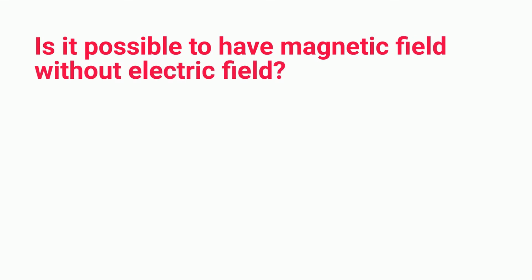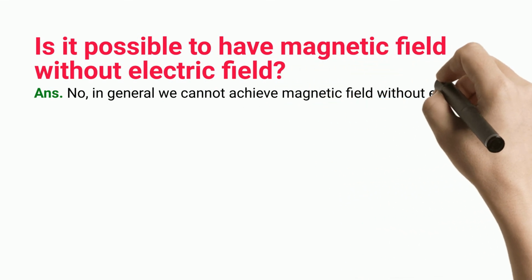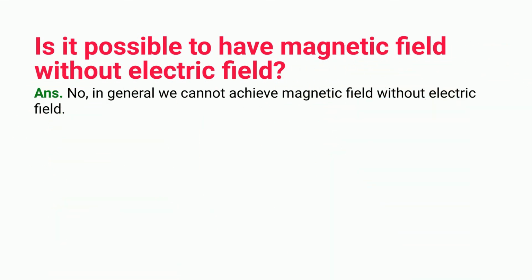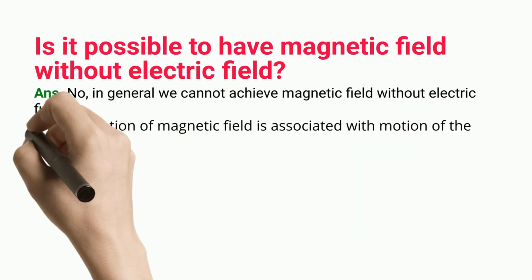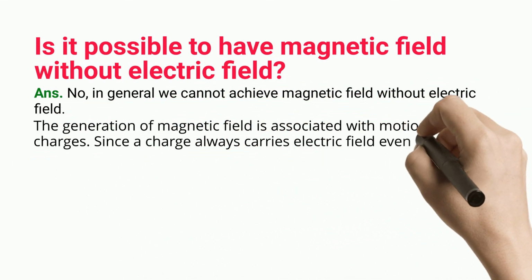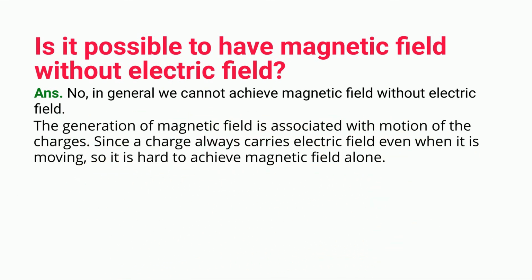Is it possible to have a magnetic field without an electric field? No, in general we cannot achieve a magnetic field without an electric field. The generation of magnetic field is associated with the motion of charges. Since a charge always carries an electric field even when it is moving, it is hard to achieve a magnetic field alone.